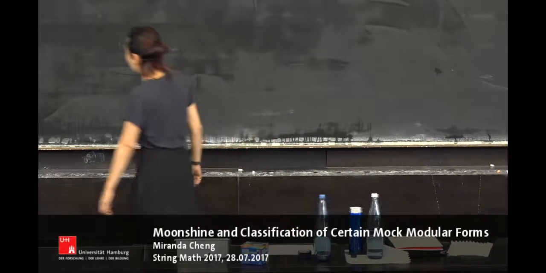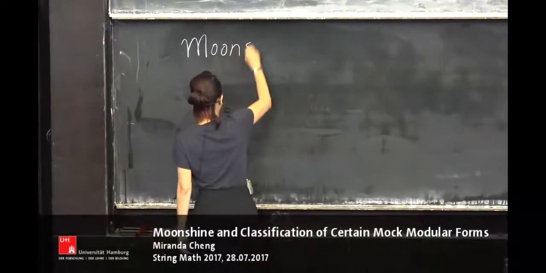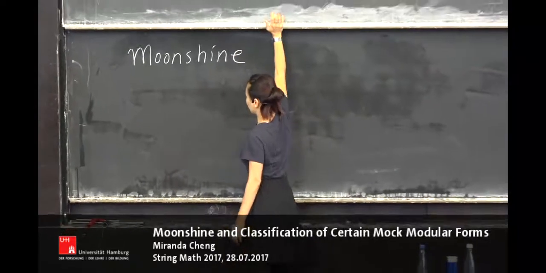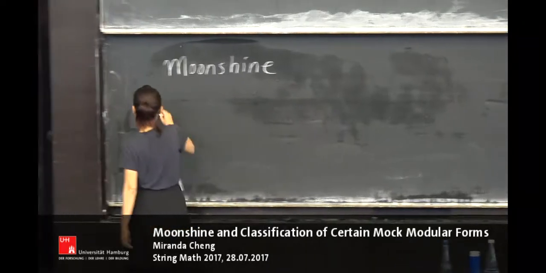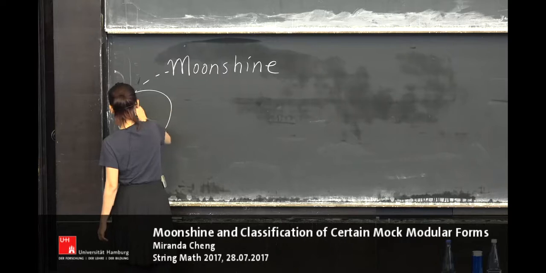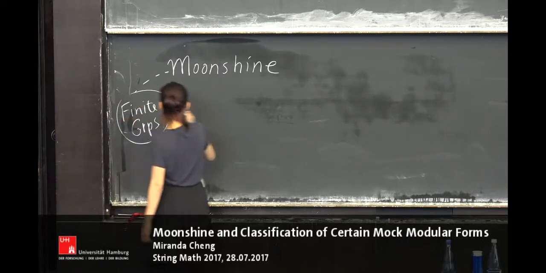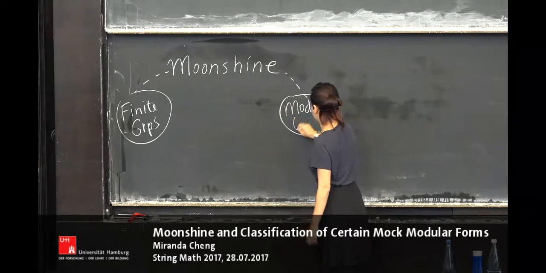So the title of my talk has two parts. The first part is moonshine. Okay, so what is moonshine? Well, we all know vaguely that it's a connection between finite group representations on the one hand and modular objects on the other hand.